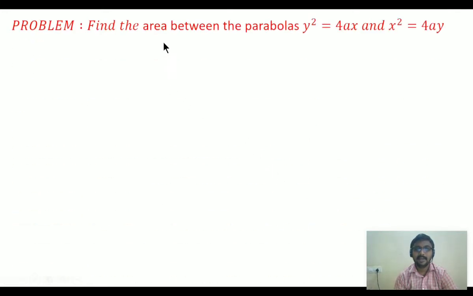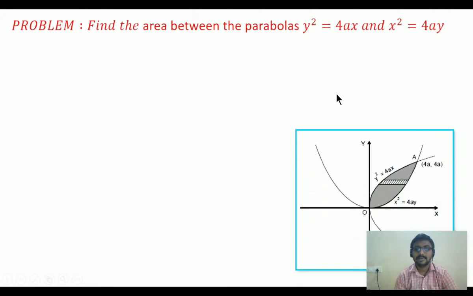Another problem, find the area between the parabolas y square equal to 4ax and x square equal to 4ay. So here we have to find out the area between these two parabolas. So it is the rough sketch of the region. Both the curves y square equal to 4ax and x square equal to 4ay intersect at the origin O (0, 0) and another point (4a, 4a). Here the shaded area we have to find out.